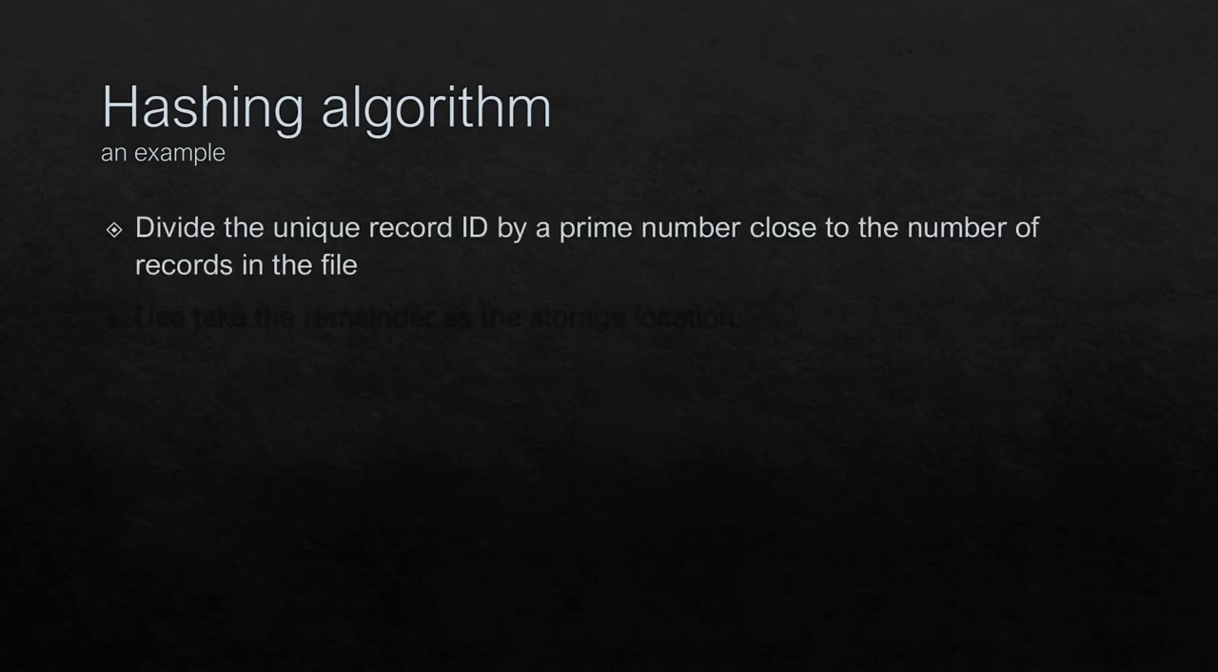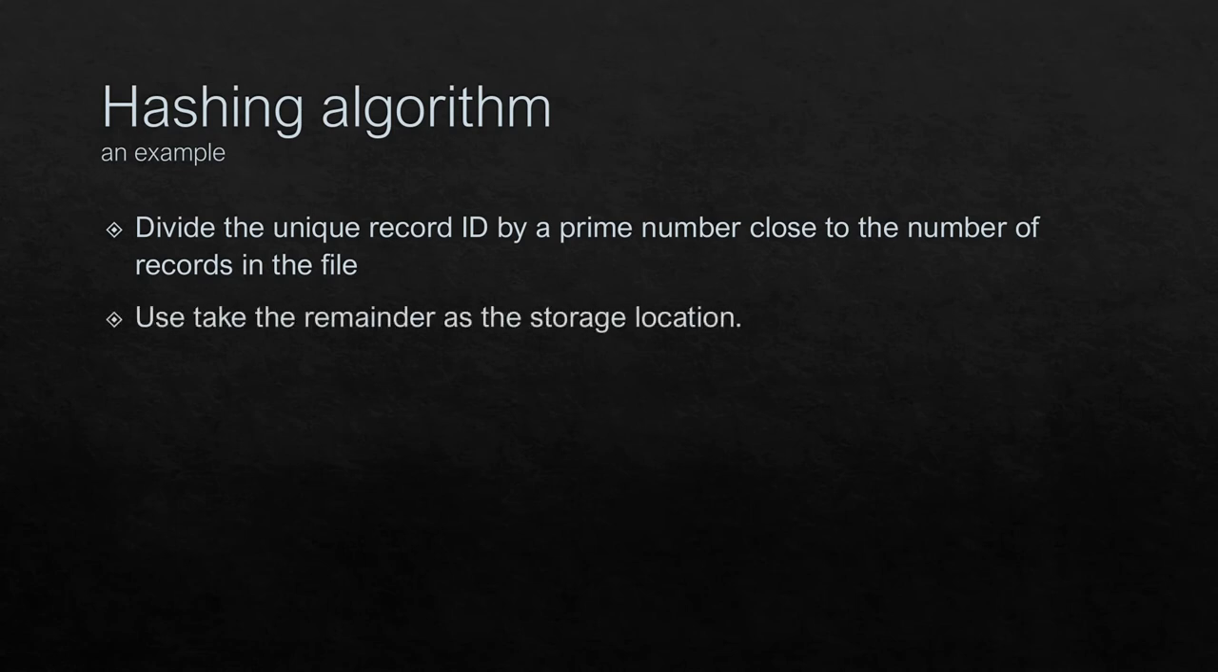So here's an example of how one might work. We're going to have a unique record ID number, let's say it's the account number for a person. We're going to take that record number and divide it by a prime number which is close to the number of records in the file. That'll give us a remainder, and the remainder is going to be the storage location.